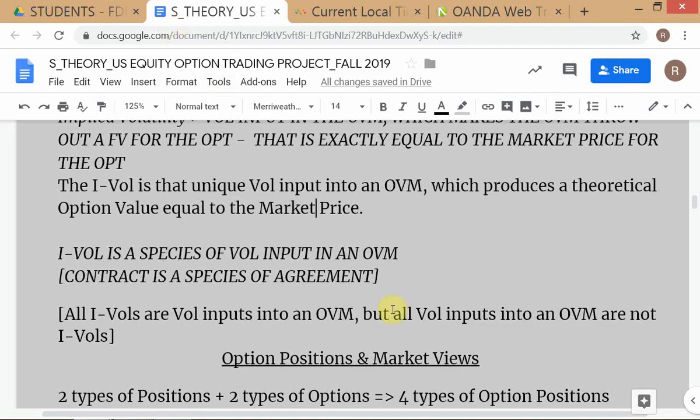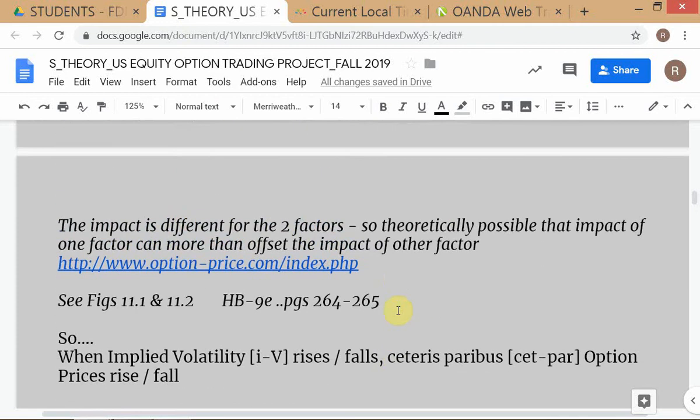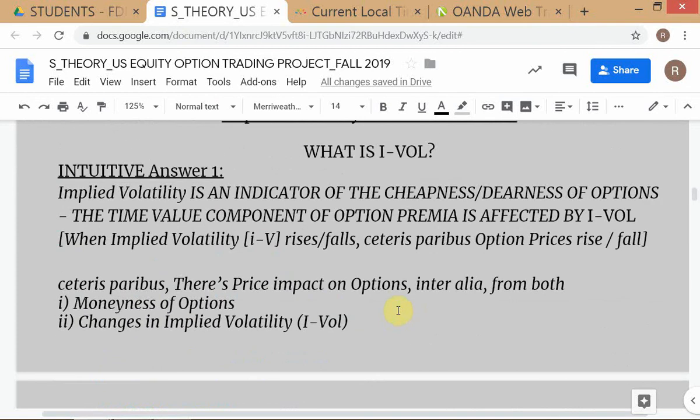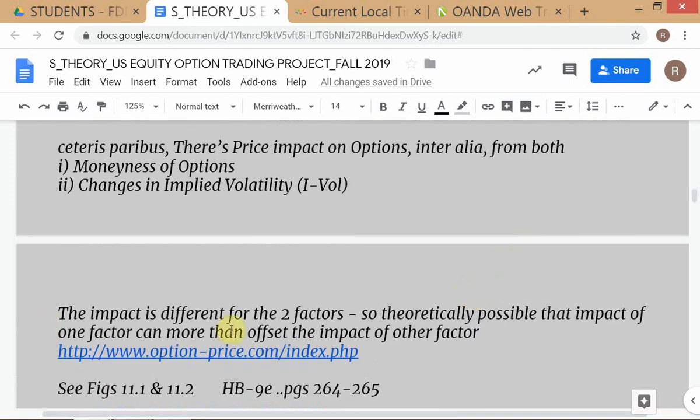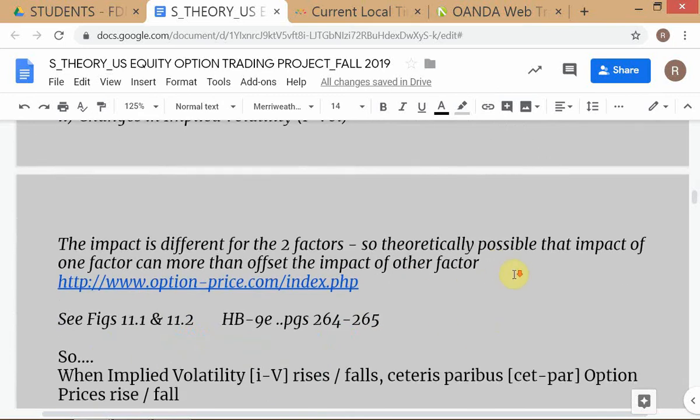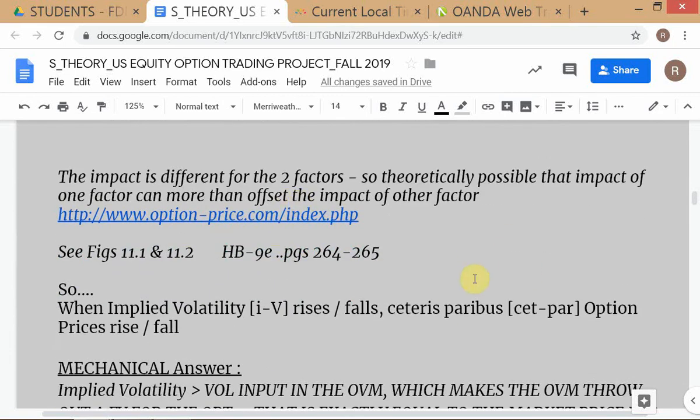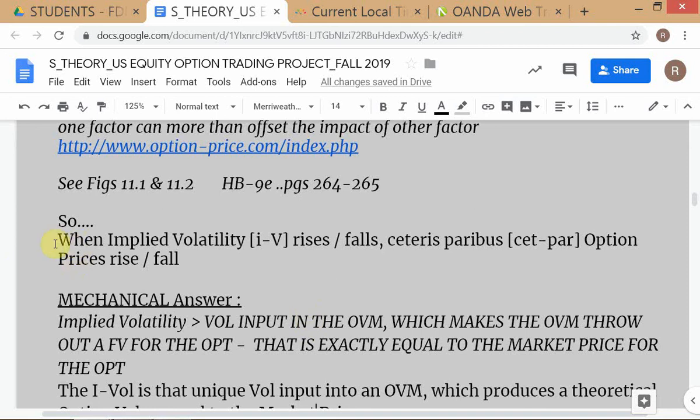We can follow along from here because it's already there in your notes. This is the first part of the answer to what is IV. We answered at three levels. The first is the intuitive answer, which is that it's an indicator of option prices. What is written here is what I just showed you, that you don't know what the net impact is going to be. Essentially, when IV rises, option prices rise and fall.